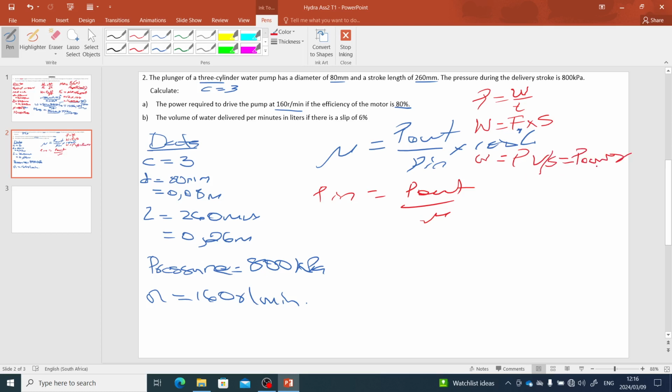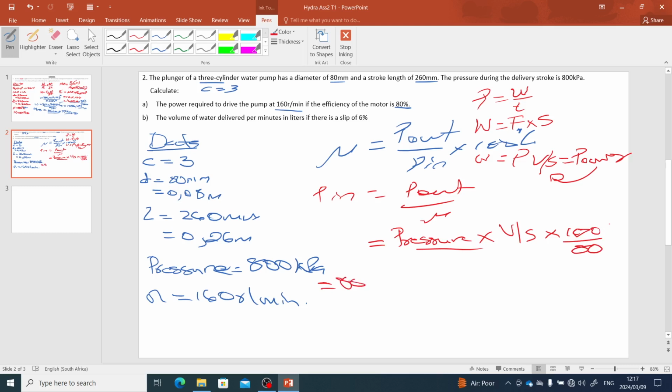Now this is the route that we'll be using to calculate power, looking at the given information. In calculating the volume per time, we have pressure multiplied by volume per time, multiplied by 100% and divided by the efficiency, 80. That's how we'll deal with it, just to make our life easy.